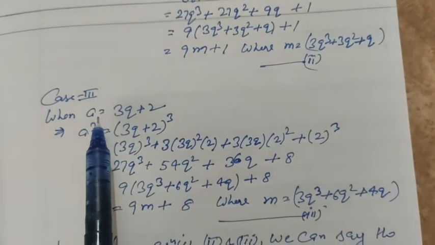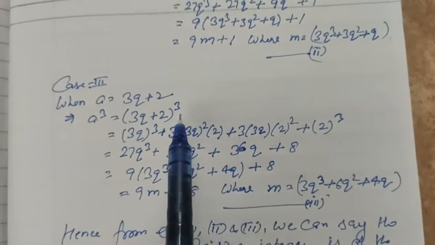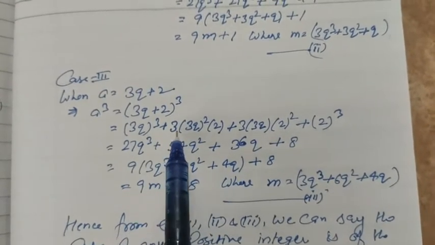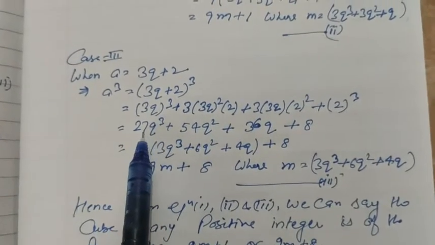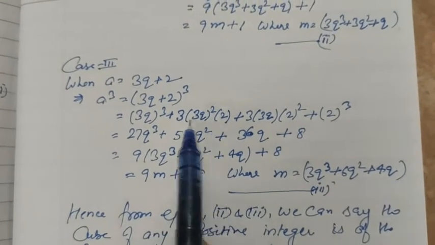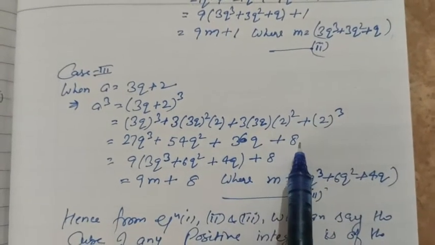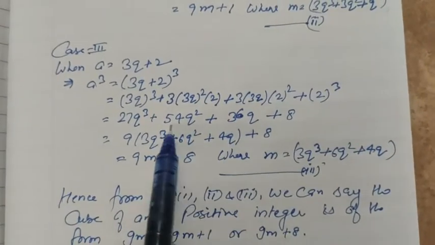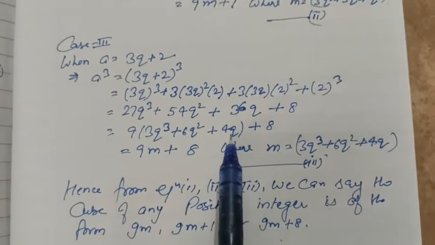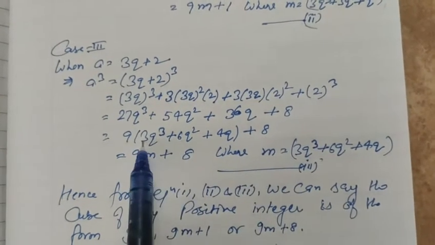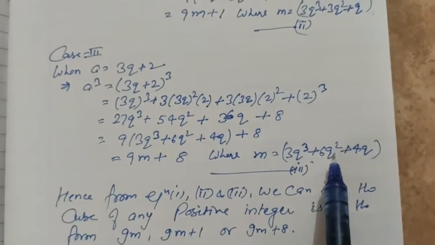So now when a equals to 3q plus 2. So now cubing both sides we get 3q plus 2 whole cube. So this will become a cube plus 3 into a square b plus 3ab square plus b cube. So this will become 27q cube. After solving this term we will get 54q square, 36q plus 8. So now you can take 9 common from these three terms. So 9 into 3q cube plus 6q square plus 4q plus 8. So this can be written as new positive integer m. So 9 into m plus 8, where m is 3q cube plus 6q square plus 4q.